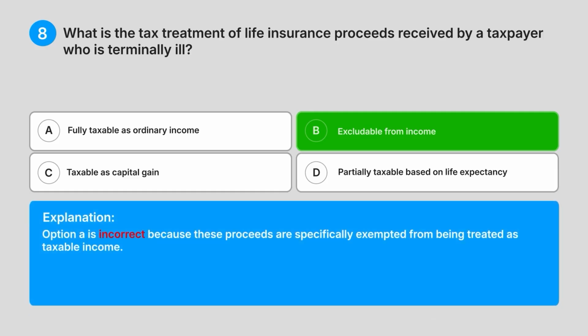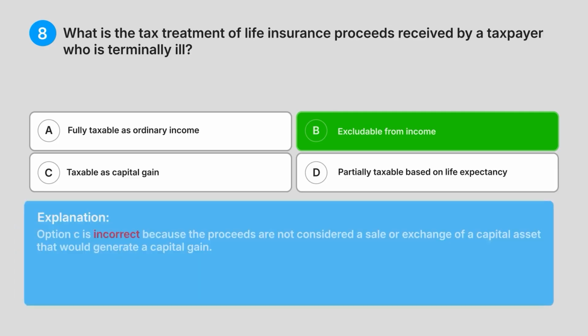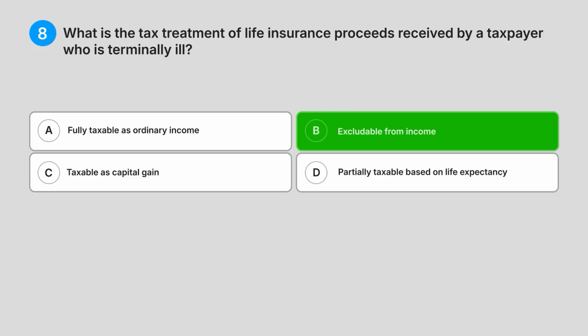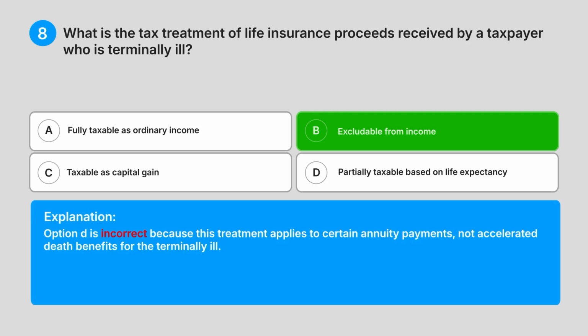Option A is incorrect because these proceeds are specifically exempted from being treated as taxable income. Option C is incorrect because the proceeds are not considered a sale or exchange of a capital asset that would generate a capital gain. Option D is incorrect because this treatment applies to certain annuity payments, not accelerated death benefits for the terminally ill.